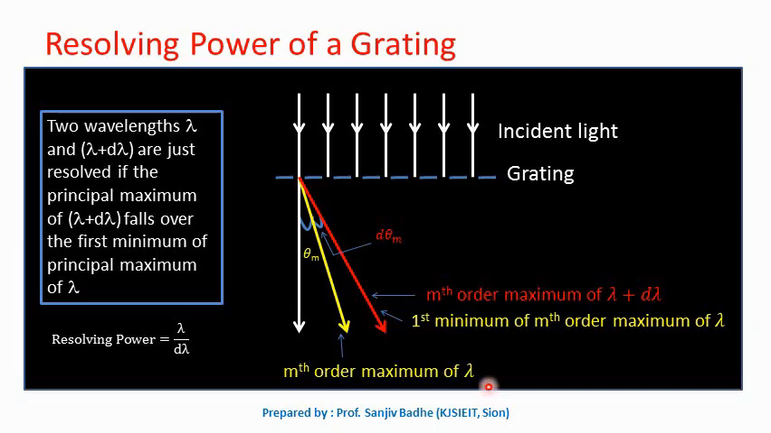Let the two wavelengths lambda and lambda plus d lambda be just resolved. As the two wavelengths are just resolved in mth order, the mth order maximum of lambda plus d lambda will coincide with the first minimum of the mth order maximum of lambda. So this is the condition for Rayleigh's criterion of just resolution. Because the two wavelengths are just resolved, the maximum of one wavelength, that is lambda plus d lambda, will coincide with the first minimum of the mth order maximum of the other wavelength, that is lambda.